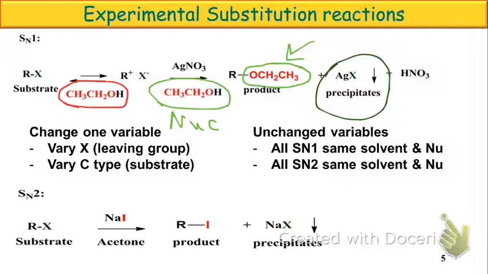Where did that X come from? Our substrate, which would suggest that we actually did the substitution reaction. X, in the case of your experiment, one of them is going to be chloride. How common is the chloride ion? Really, really common. Why is that a problem?